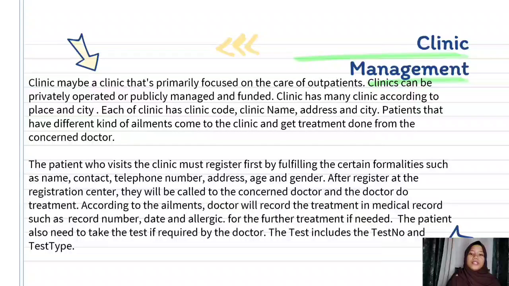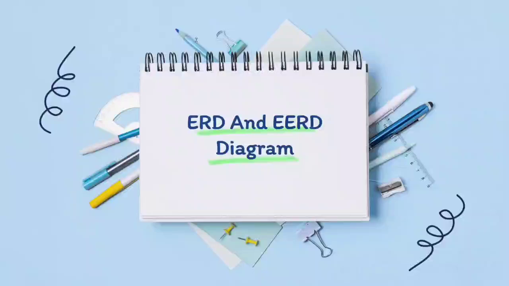The patient who visits the clinic must register first by fulfilling certain formalities such as name, contact, telephone number, address, age, and gender. After registering at the registration center, they will be called to the concerned doctor and the doctor does the treatment. According to the ailments, the doctor will record the treatment in a medical record such as record number, date, and advice for further treatment if needed.